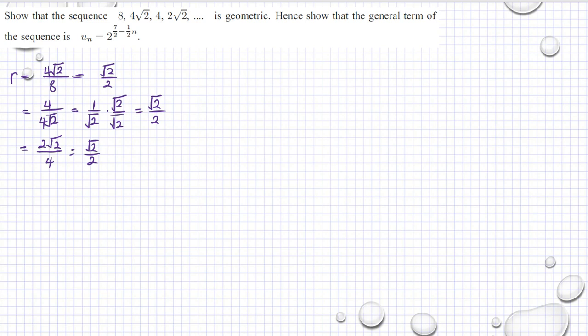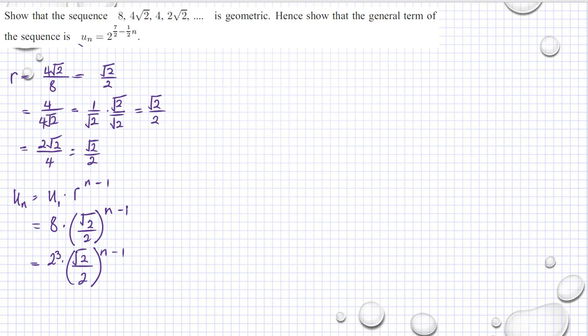Okay, the general term now is u sub n is equal to the first term, u sub 1, multiplied by r raised to n minus 1. So our first term is 8 multiplied by r, which is square root of 2 divided by 2, raised to n minus 1. And we're supposed to show that this is the general term. So let's see if we can find that.